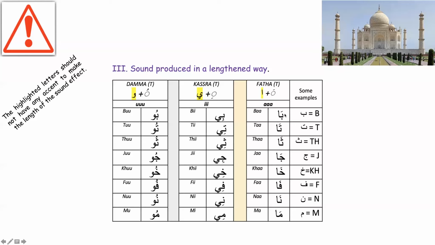Let's repeat from the beginning. Baa, taa, thaa, jaa, khaa, faa, naa, maa. In the second chart: bee, tee, thee, jee, khee, fee, nee, mee. And then the third one: boo, too, thoo, joo, khoo, foo, noo, moo. Please be aware that the highlighted letters should not have any accent on them or under them, to make the length of the sound effect.